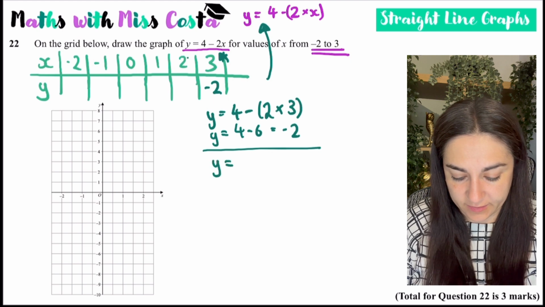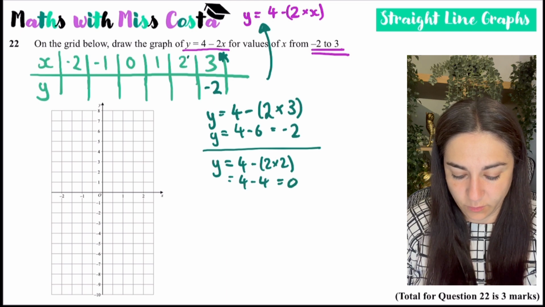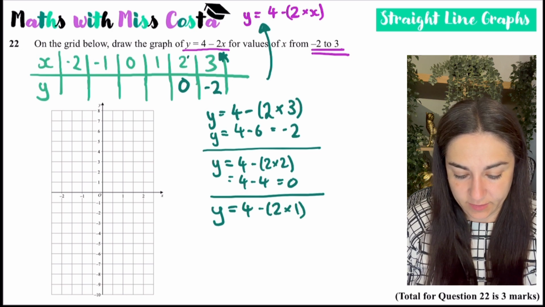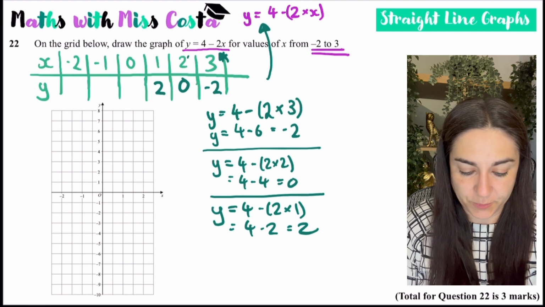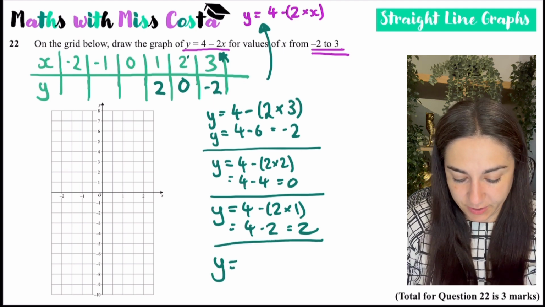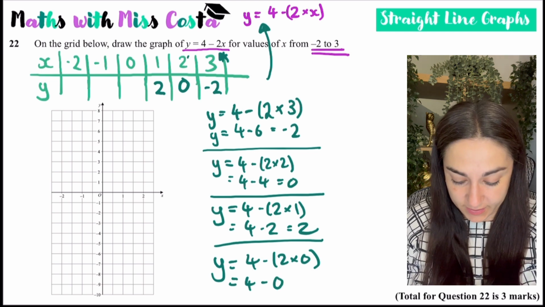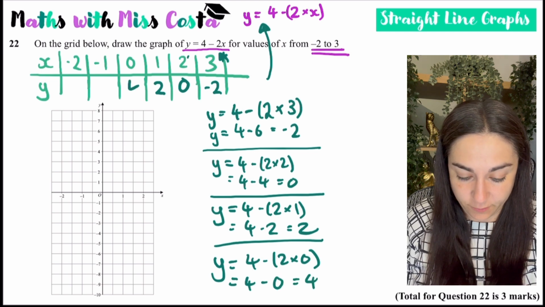Then I'm going to do it for when x is 2. So 4 take away 2 times 2 becomes 4 take away 4, which is 0. Then I'm going to do it for 1. So 4 take away 2 times 1 becomes 4 take away 2, which is 2. Then I do it for 0. So y equals 4 take away 2 times 0. 0 times anything is 0. So that would just remain as 4.